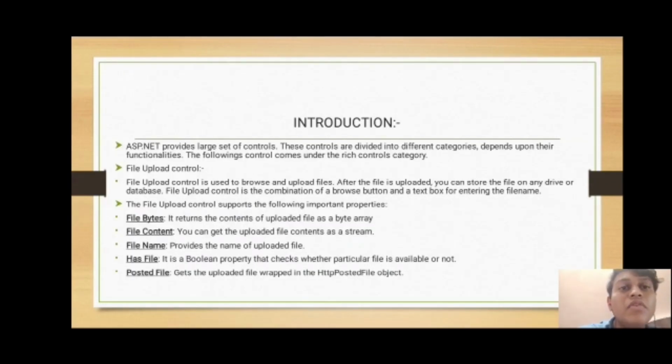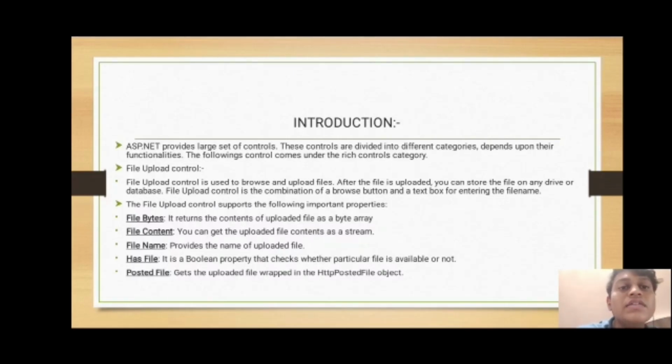The file upload control supports the following important properties. File bytes returns the contents of the uploaded file as a byte array. Second, file content: you can get the uploaded file contents as a stream. Third, file name provides the name of the uploaded file.